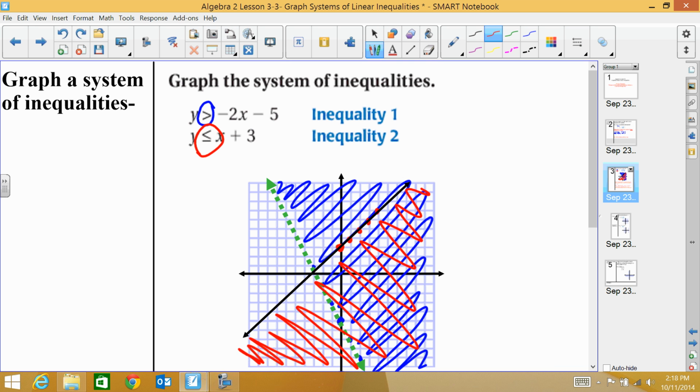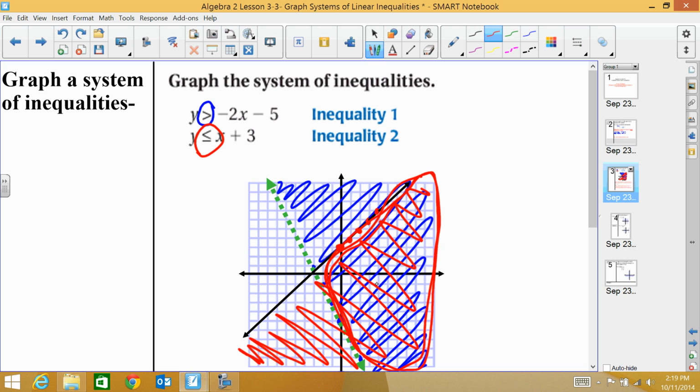The system of inequalities shows the solutions by the place where both parts overlap. If I take a look at my graph, where do I see both red and blue shading? I see it right here in this section, so that section contains the solutions to my system. Remember, the dotted line represents that no solutions can fall on that line, and the solid line represents that solutions can be on that line. So any points on the solid line are solutions, but the ones on the dotted line are not solutions.